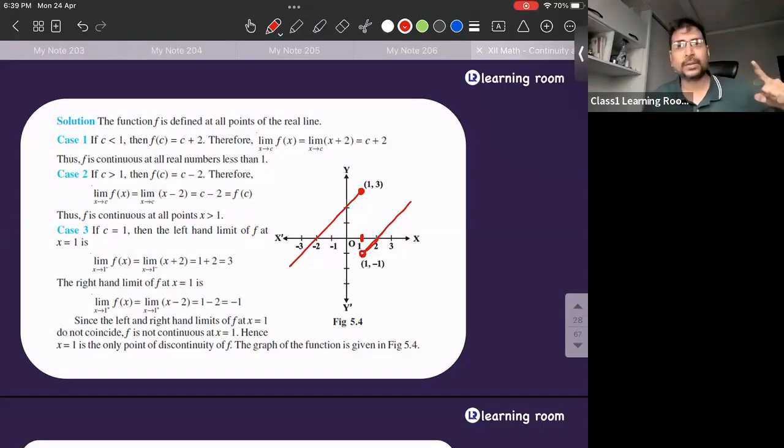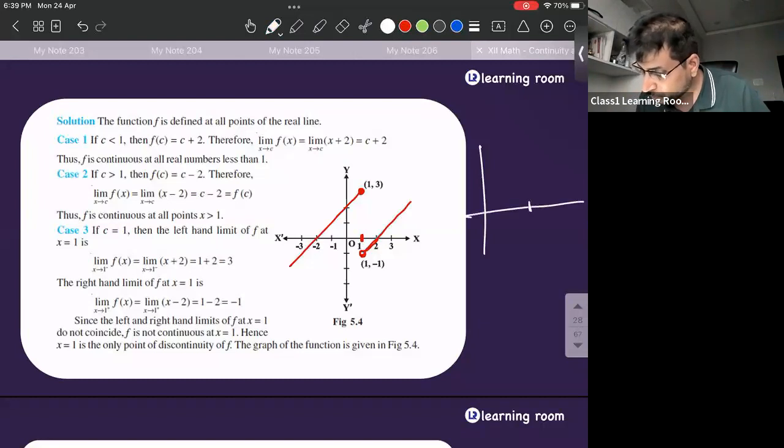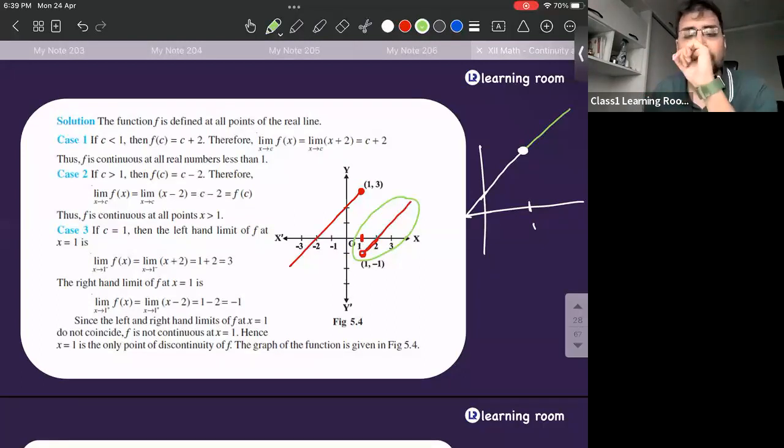Graph is breaking? No, see, the graph would have been continuous, for example, had it been like this. See, this is the point 1. So what is happening from the left? There is a graph that is coming like this, and it is continuous at this point. Had this graph started from this point, it would have been continuous.